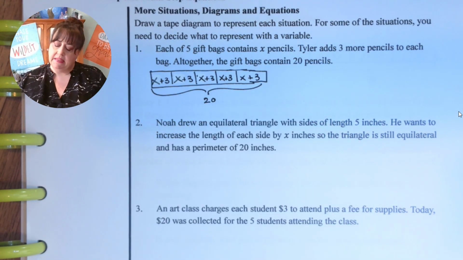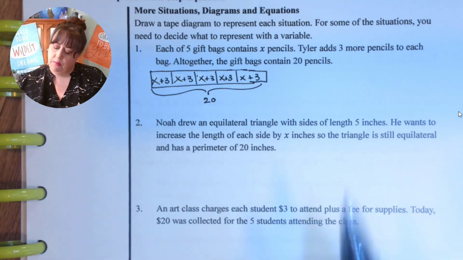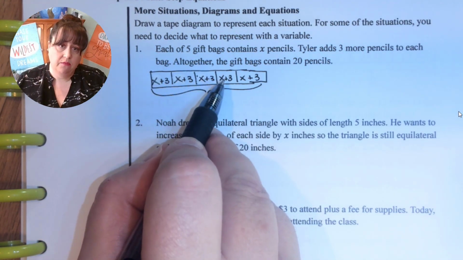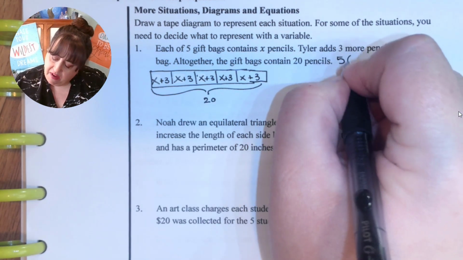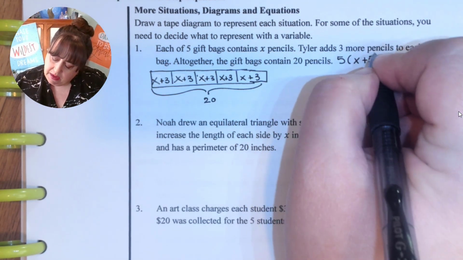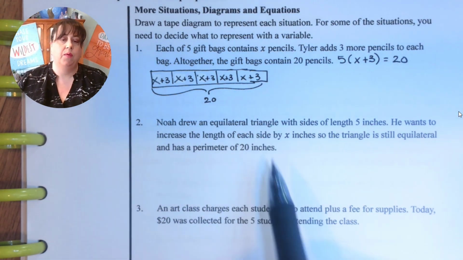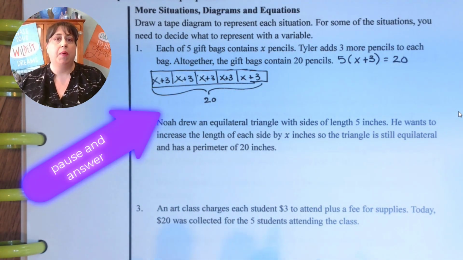If we were to write this as an equation, how many of these bags do we have? We have 1, 2, 3, 4, 5 of those bags. 5 bags that each say X plus 3 needs to equal 20. And so now we need to find out what X is going to be. I'd like you to pause the video and try to figure this out.